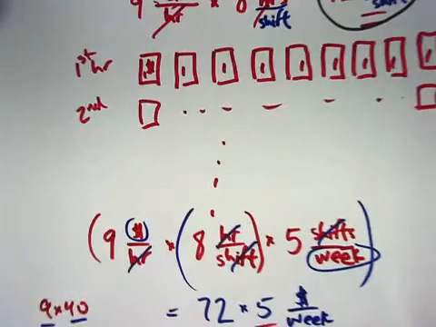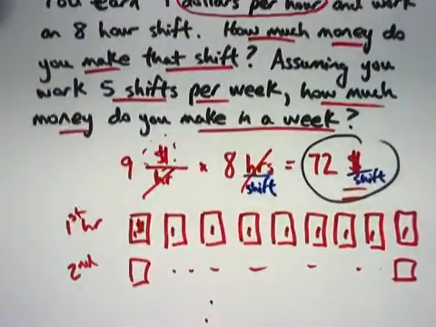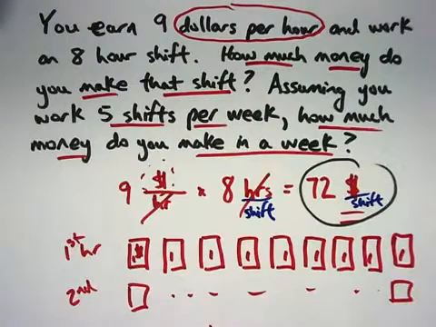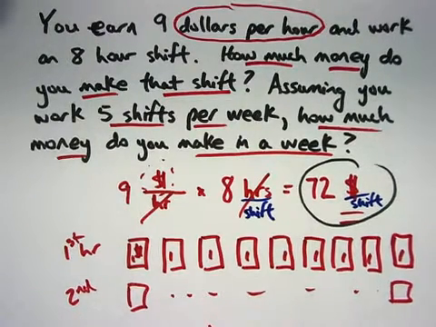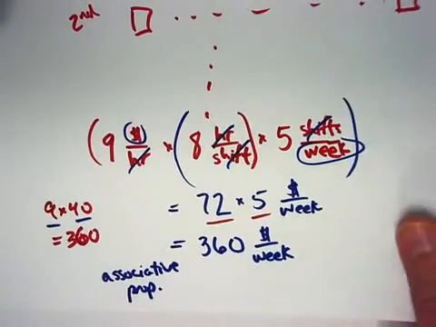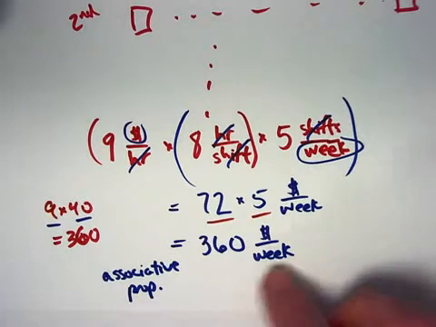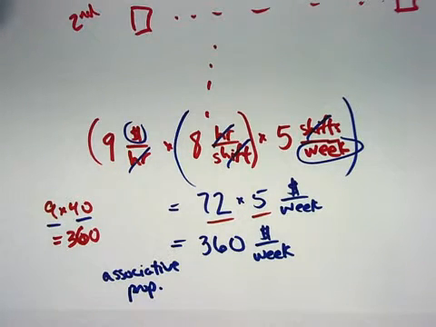And I want to start by looking back at a real-life example about thinking about your salary. This was the problem where you earn $9 per hour, work 8-hour shifts, and you work 5 shifts per week. And ultimately we wanted to know how much money you make in a week, and our answer down here was $360 in 1 week, and I highlighted something called the Associative Property there. Right now I'm going to highlight a different property.